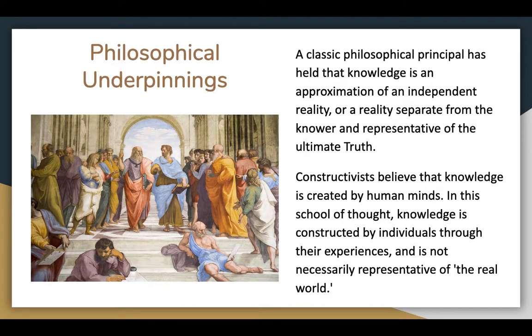Some philosophical underpinnings for constructivism. A classic philosophical principle has held that knowledge is an approximation of an independent reality, or a reality separate from the knower and representative of the ultimate truth. Constructivists, however, believe that knowledge is created by human minds. In this school of thought, knowledge is constructed by individuals through their experiences and is not necessarily representative of the real world. In a way, constructivism is a break with a classical philosophical idea, the notion of absolute or ultimate truth, existing objectively outside of the human mind.